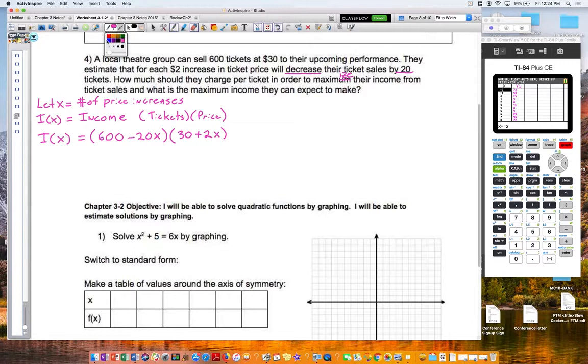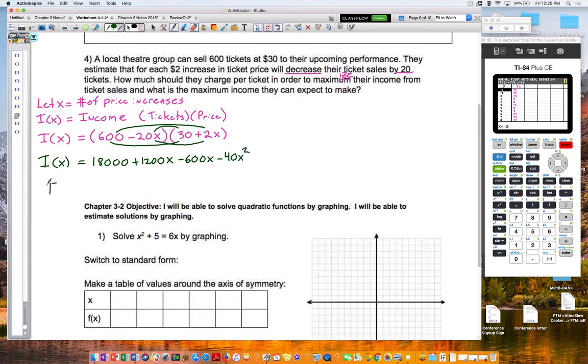Now that I have the function, we need to FOIL. So I'm multiplying the firsts. So I get 18,000. Wow, that's a big number. Do the outsides. So 600 times 2x is 1200x. Do the insides, minus 600x, times the last, minus 40x squared.